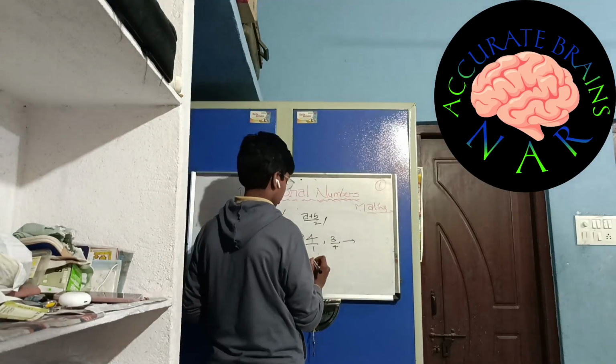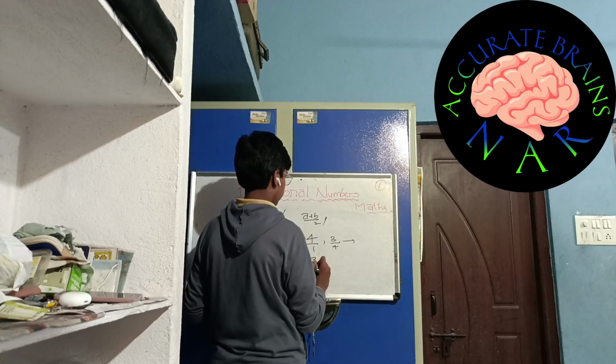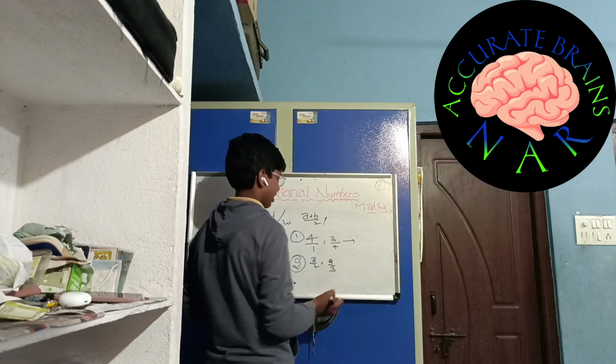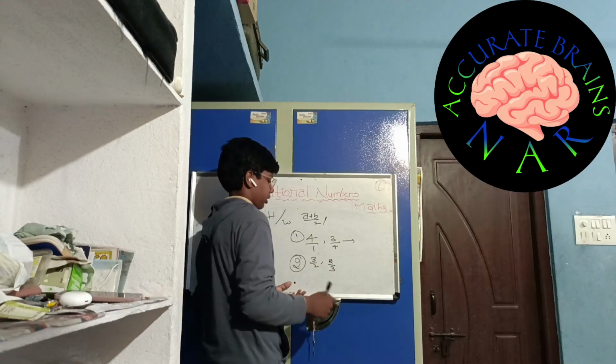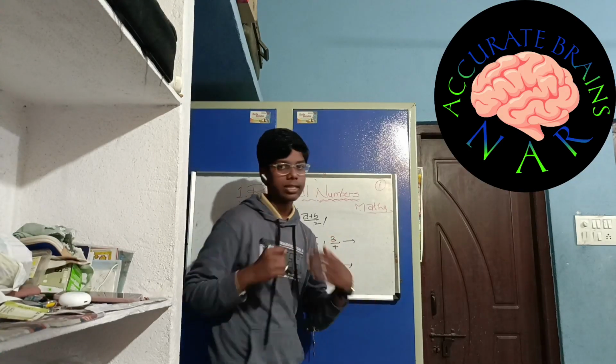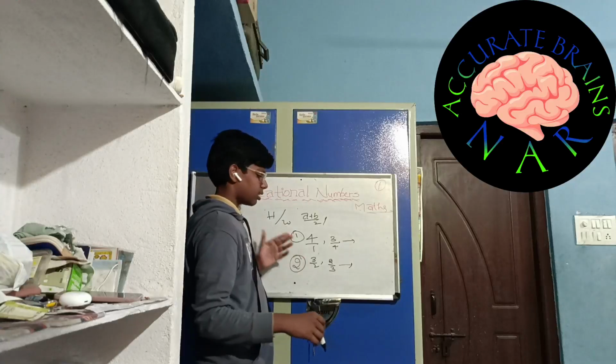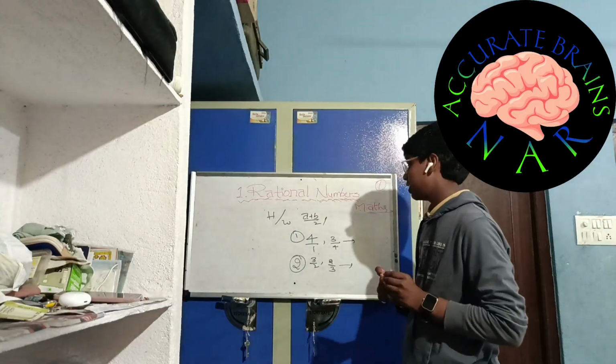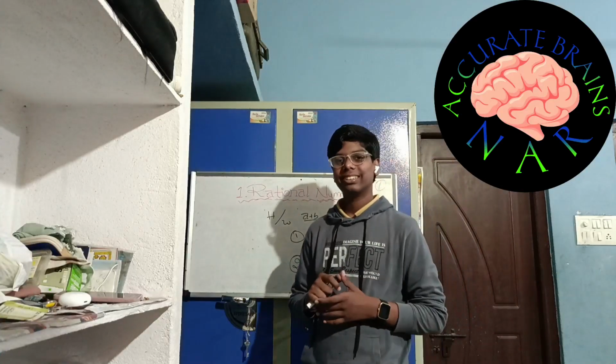The second problem is a very easy problem: 3/2 comma 2/3. Okay, this is a very simple problem. If you have any doubts, you can just ask me in the comment section. So these are the homework problems. You can do them in your book so that you will learn something.